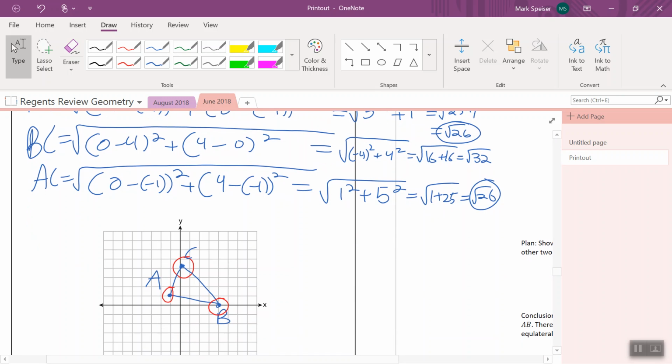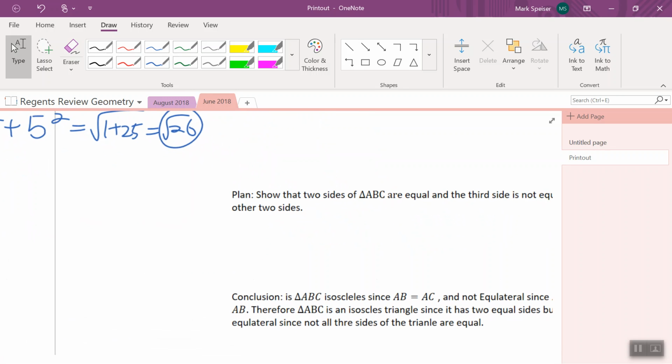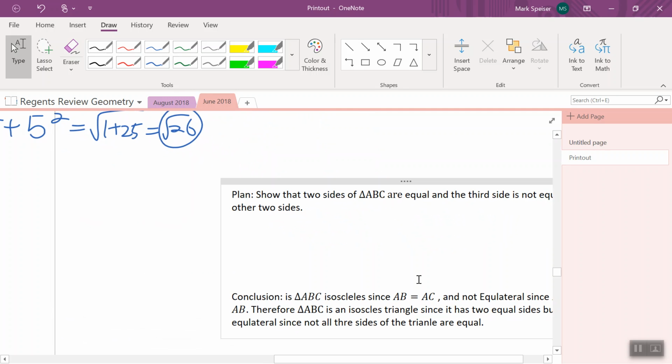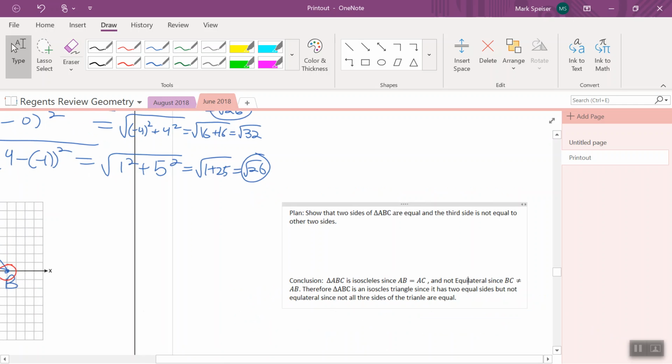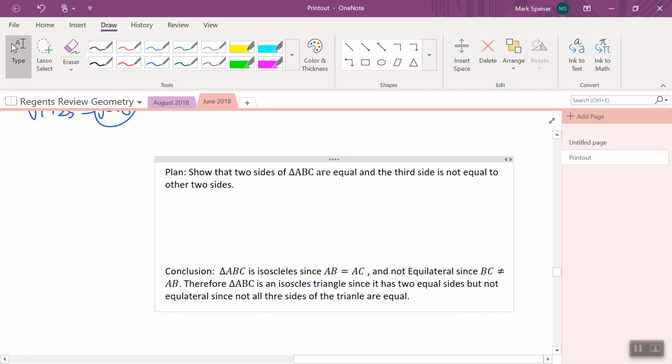Then you have to write a statement at the end, which is our conclusion. Triangle ABC is isosceles since AB is equal to AC, and not equilateral since segment BC is not equal to AB. Therefore, triangle ABC is an isosceles triangle. It has 2 equal sides, but not equilateral, not all 3 sides of the triangle equal.